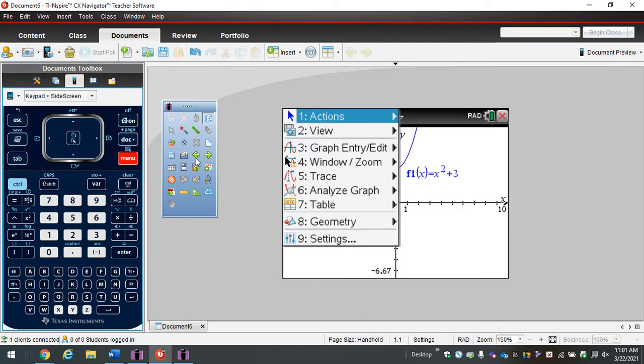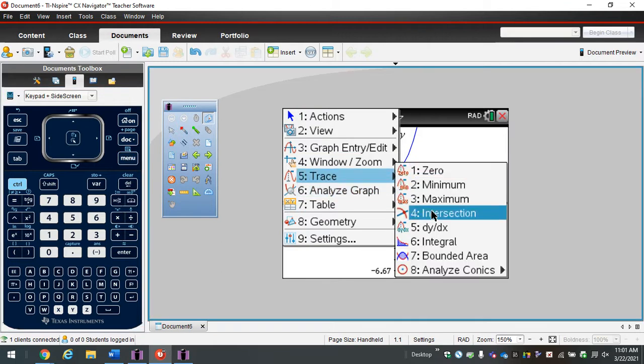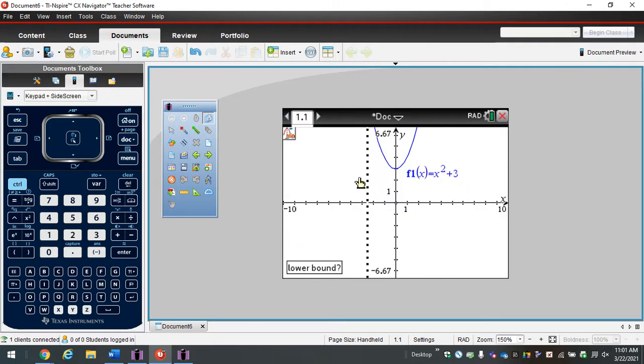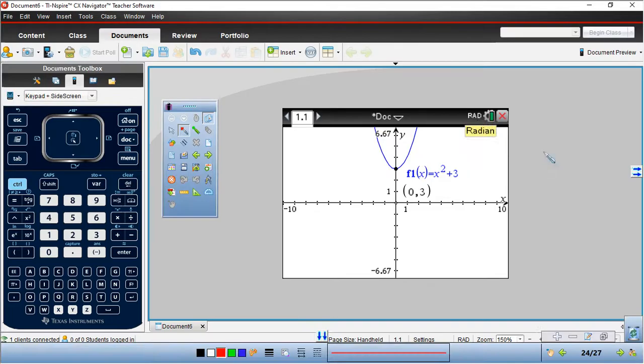And I'm going to come out here and go to menu. I'm going to go to analyze graph. And I'm going to go to the minimum, all right, from here to here. So the lowest point that it reaches is (0, 3). So remember, I want to go to the x's. Remember, this line goes forever in the negative direction, positive direction. It goes forever up, it goes forever up here.